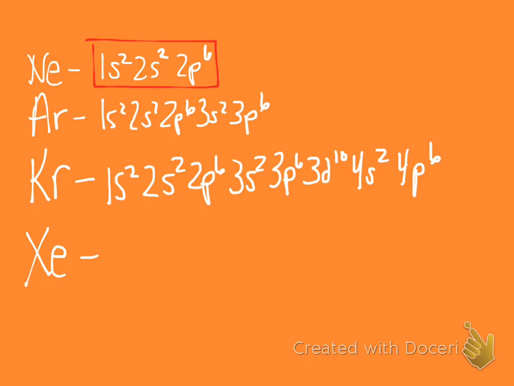Every single noble gas ends with a full s and p. Look at that. Full s and p. And this one ends with a 2s and 2p. This one ends with a 3s and 3p. Krypton ends with a 4s and 4p. If you were a betting kind of person, what would you bet xenon ended with?